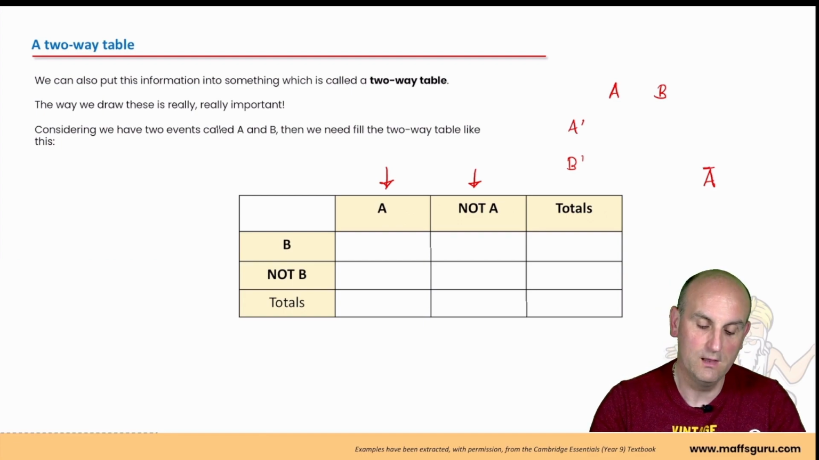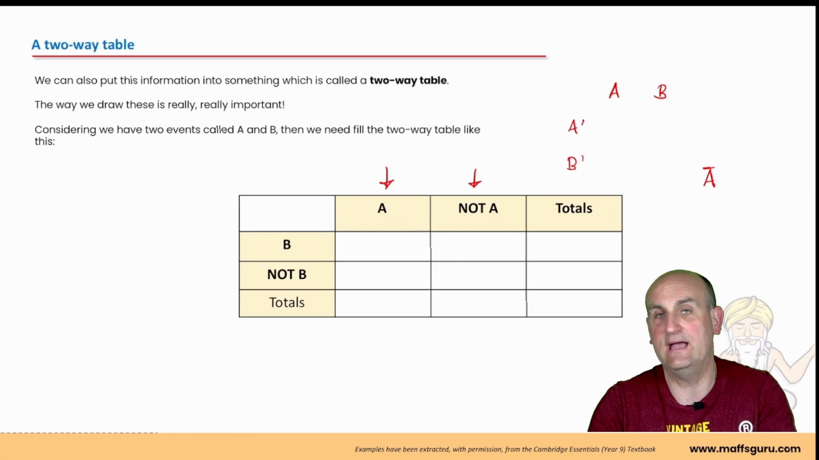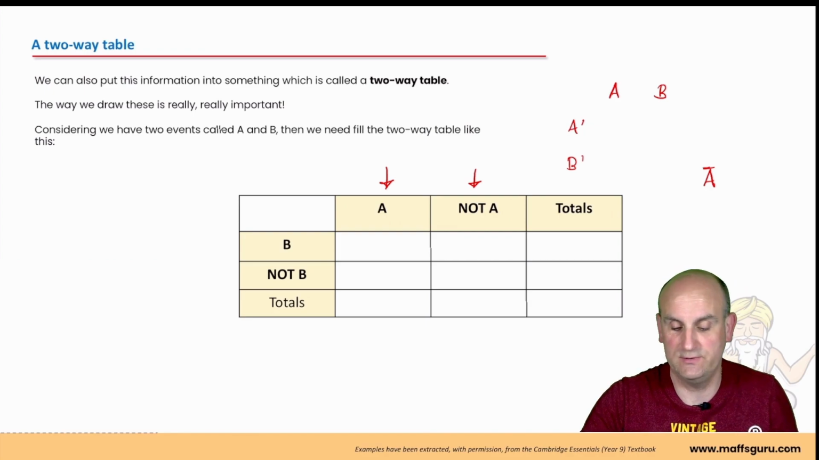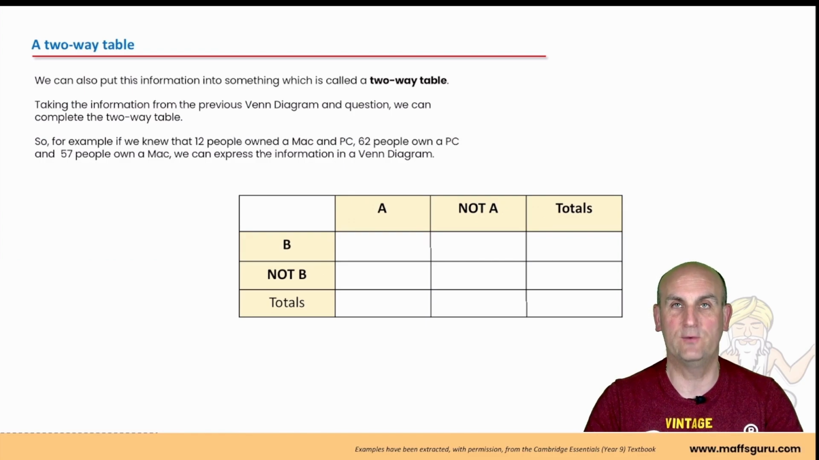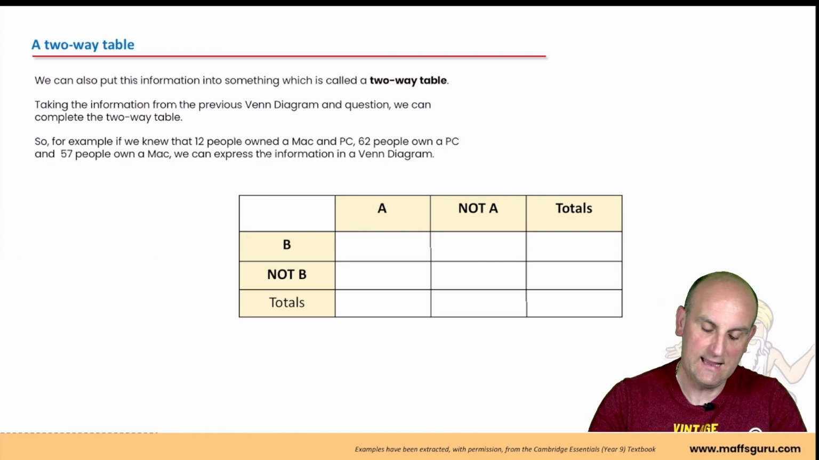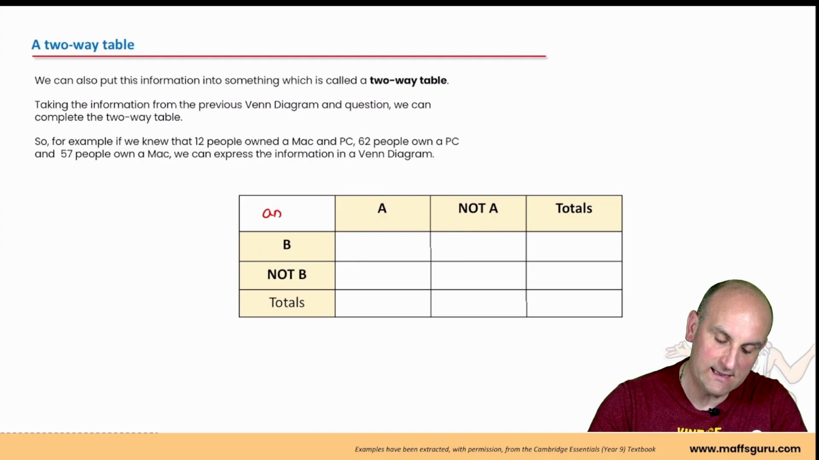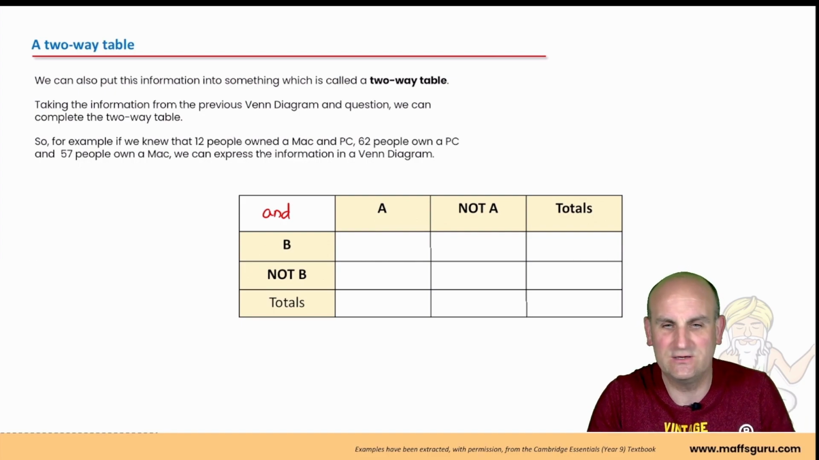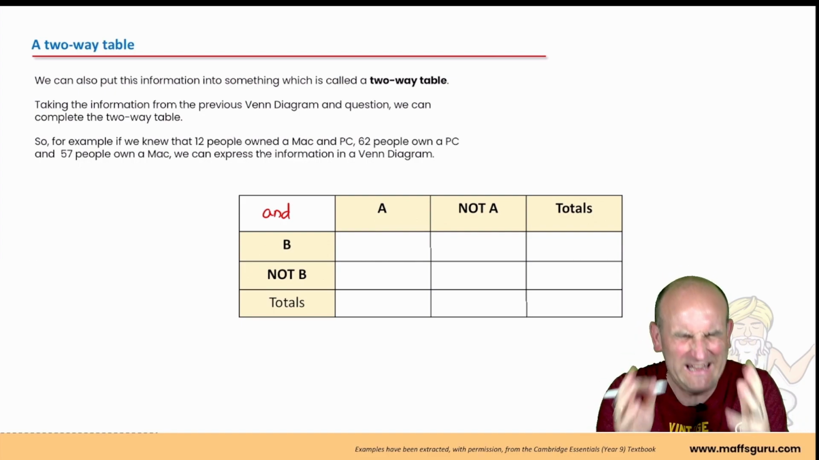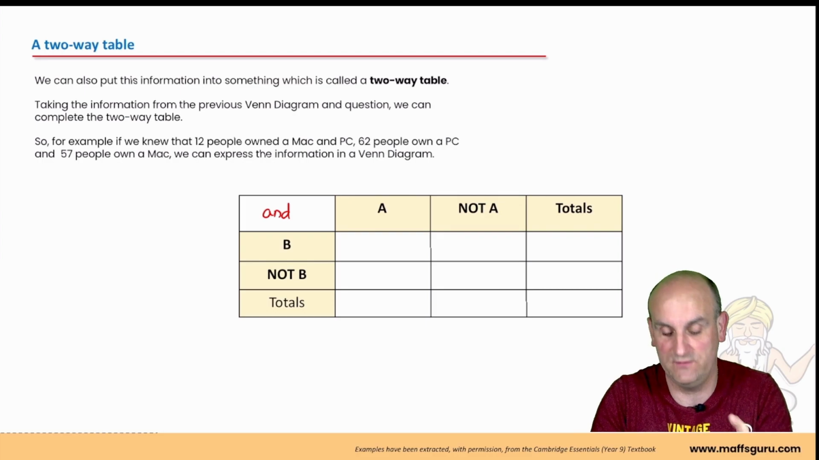So, being able to understand how to set up a two-way table is really, really important. But how do we actually fill it in? Well, let's go back to our previous example. Now, I'm going to write the word "and" here, which really upset my students, but "and" in maths has a very specific meaning, right?